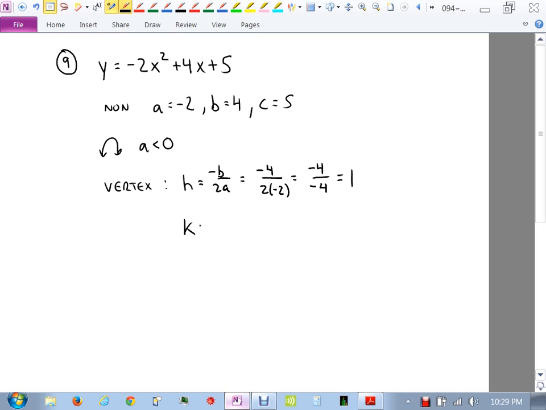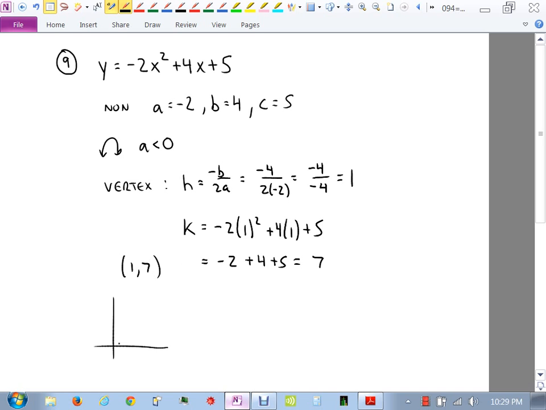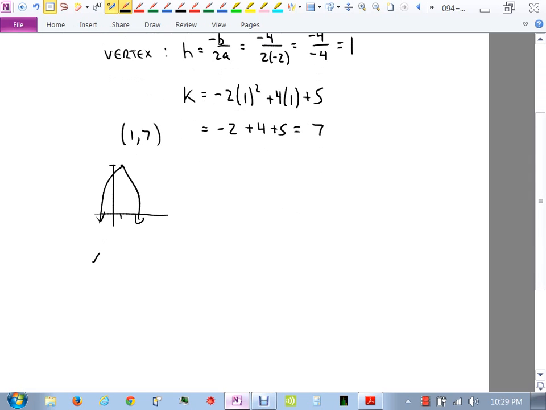And then k is what I get when I plug 1 into the original equation for x. So negative 2 times 1 squared plus 4 times 1 plus 5, which is, let's see, 1 squared is 1, so negative 2 times 1 plus 4 plus 5. I can't do simple math right now. 2 and 5, that's 7. Okay, so we get 7. So our vertex is the point (1, 7). A quick sketch of this means out 1 to the right, up 7, and from here it opens down. So I'm going to have two x-intercepts. So now I'm going to go find them.